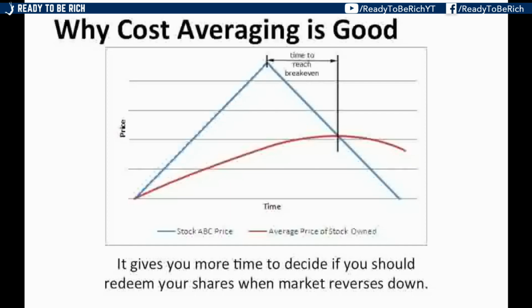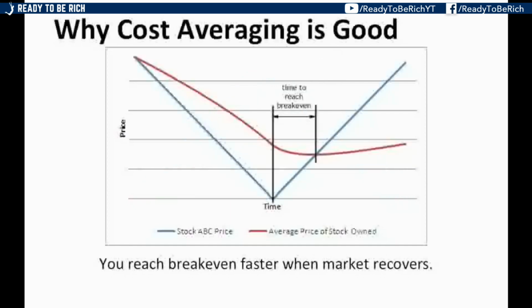But since you are buying a premium growth stock, ibig sabihin talagang a company that will grow through the years, more and new investors will come in, which will drive the price of the stock to go up again. You reach break even faster when the market recovers. So ito na yon, no? So pababa siya, and then pag umakyat na siya ulit, mas maikli yung time para mag-break even ka.